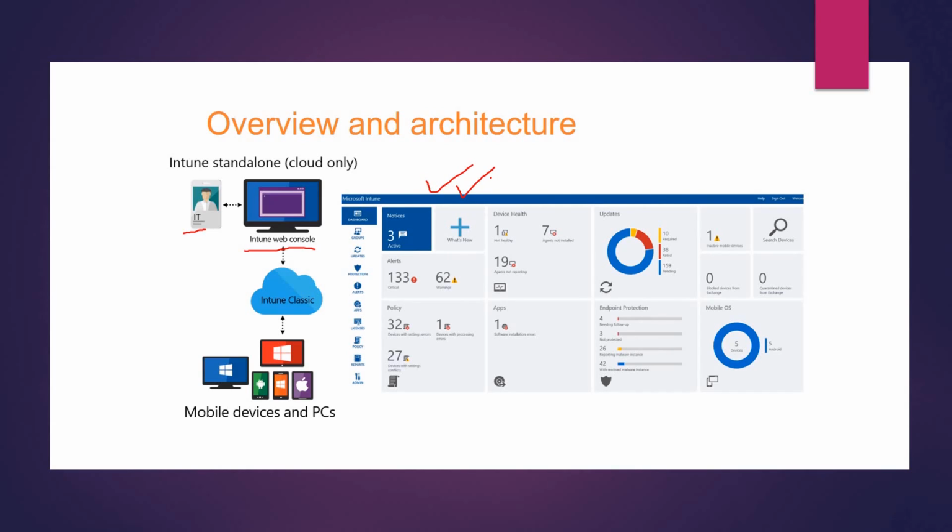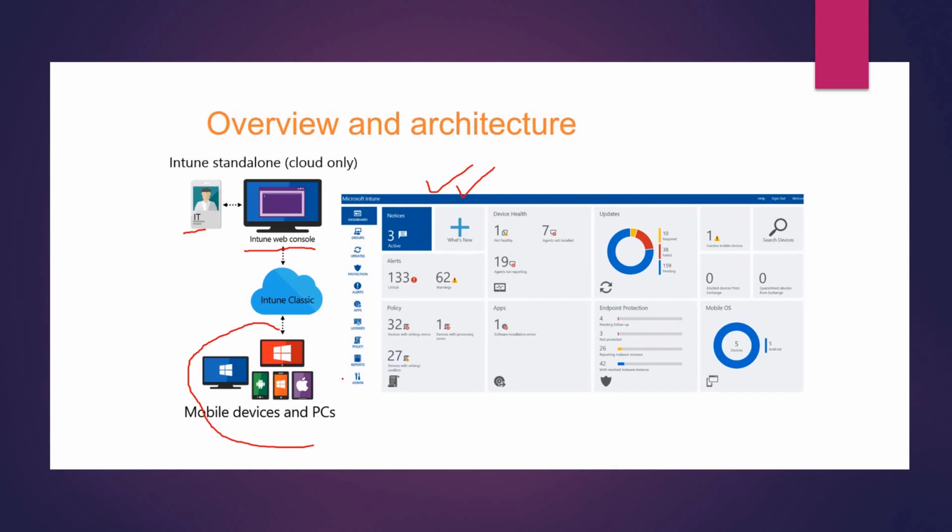The Visa console, or the Silverlight console which was the previous one, looks more or less the same. It displays how many devices are being managed by the portal, how many devices are in critical state or in warning, how many policies are deployed, and what the device health is. It gives you a whole bunch of information in a pictorial representation. And then from the Intune web console, the devices are managed.